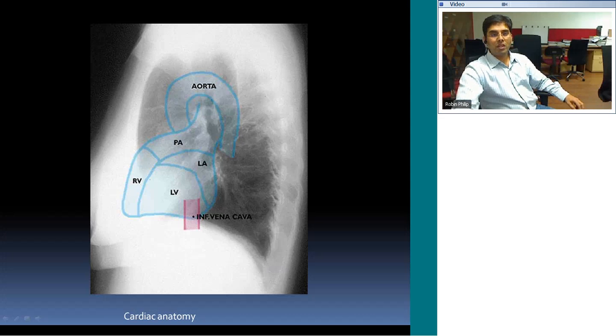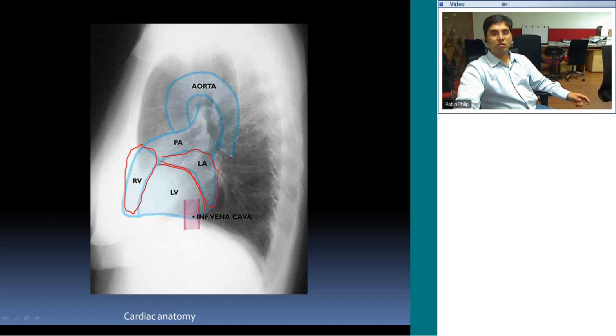You can see the right ventricle is anterior, hence you do not see it unless it is enlarged. The same with the left ventricle, obviously it will show because the left heart border is formed by the left ventricle, and then the left atrium is again concealed. You will not see this on the PA radiograph or AP radiograph because it is located posteriorly, hence you would not see it on AP unless it is enlarged.